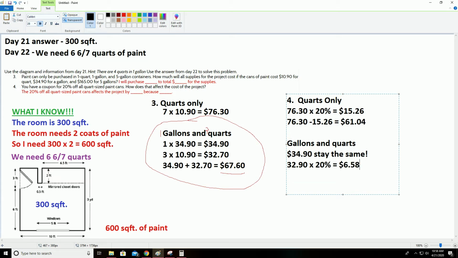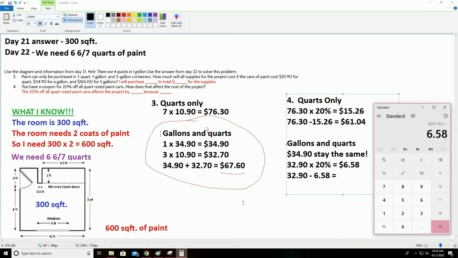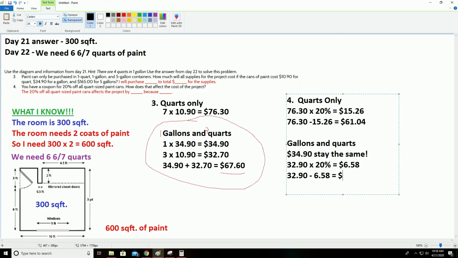Okay. Notice it's much less because we're buying fewer quarts of paint here where we bought more quarts of paint up here. So now remember, this is not the new price. This is just how much I have to subtract off of my current price to figure out what my new price is. So we'll take our original price for 3 quarts of paint, $32.90, minus our discount, and that's going to tell us that this new price is going to be $26. Was that 32 cents? Yes, 32 cents.